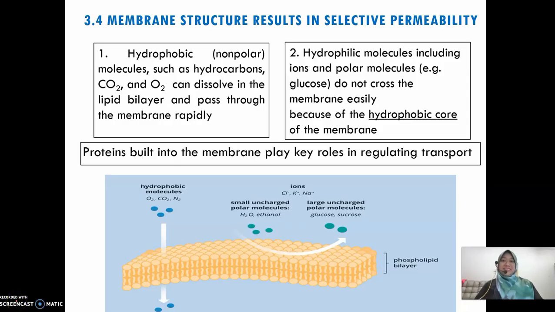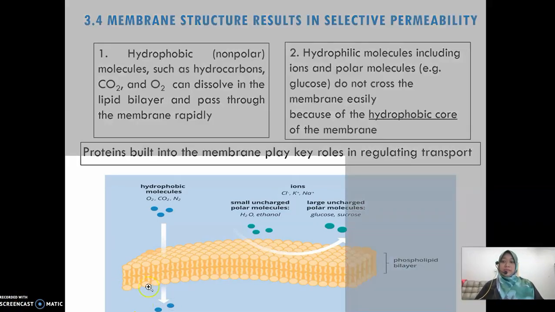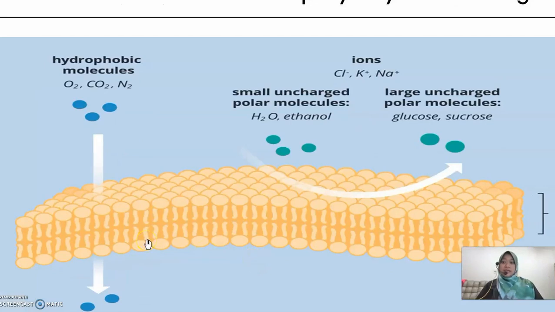Membrane structure results in selective permeability. Remember that the plasma membrane is made up of a phospholipid bilayer. The head of the phospholipid is made up of choline and a phosphate group. It is hydrophilic, and the tail of the phospholipid is made up of fatty acid, either saturated or unsaturated fatty acid.